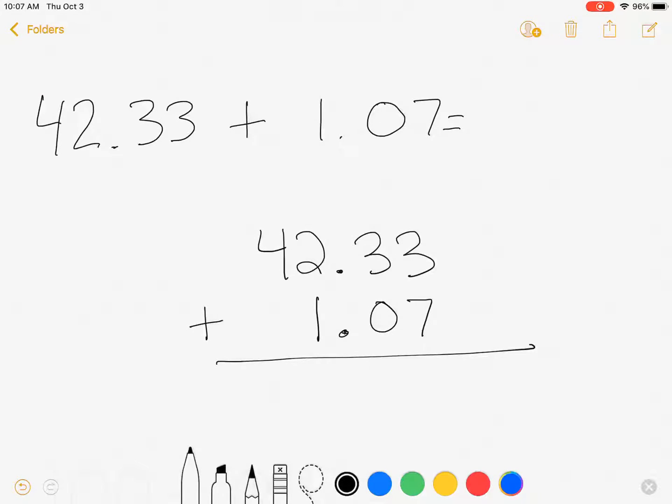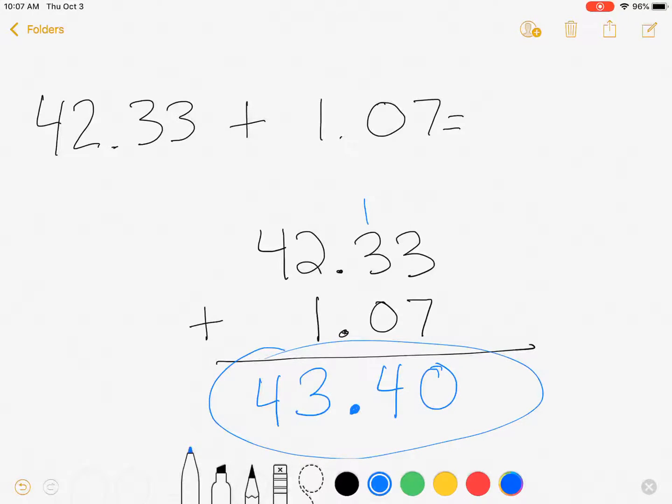What is 7 plus 3? 10. Carry 3 plus 1. 4. Place my decimal. 2 plus 1, 3. And then 4 plus nothing, 4. Okay, so this is called the sum. We are adding, we get the sum.